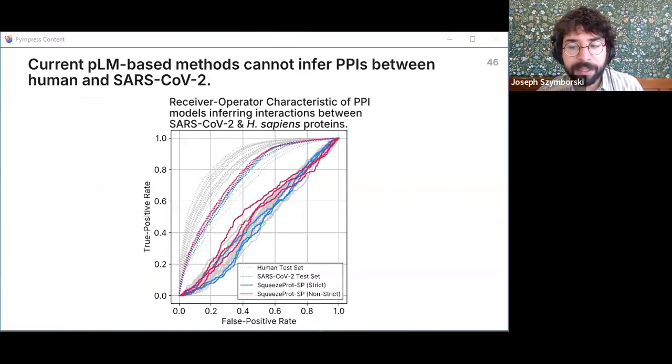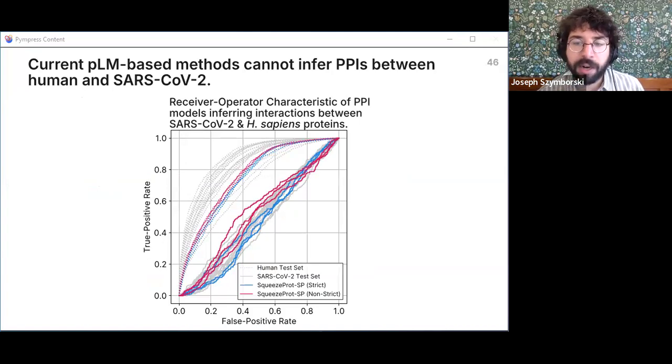In fact, we see that the strict and non-strict models basically perform the same. So here we have the strict model in blue and the non-strict model in red. And there is no real pattern here. They seem to mostly overlap. The dotted line is the human test set. The solid line is the SARS-CoV-2. As you can see on SARS-CoV-2, they perform near random.